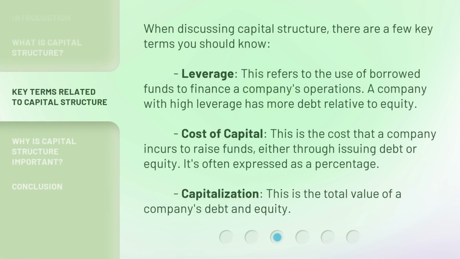When discussing capital structure, there are a few key terms you should know. Leverage. This refers to the use of borrowed funds to finance a company's operations. A company with high leverage has more debt relative to equity. Cost of capital. This is the cost that a company incurs to raise funds, either through issuing debt or equity. It's often expressed as a percentage.